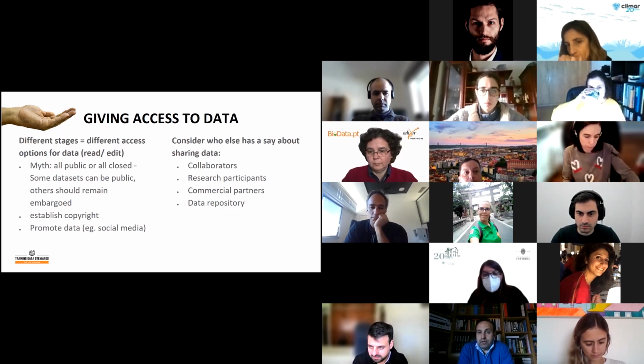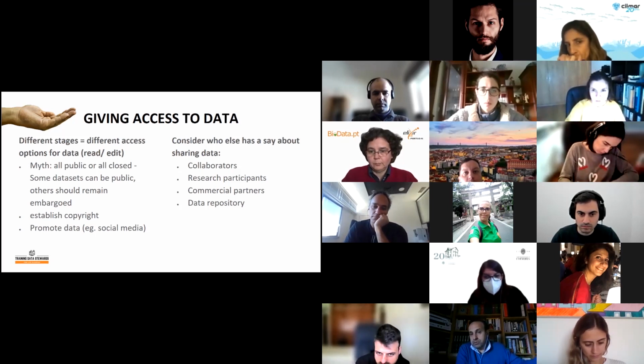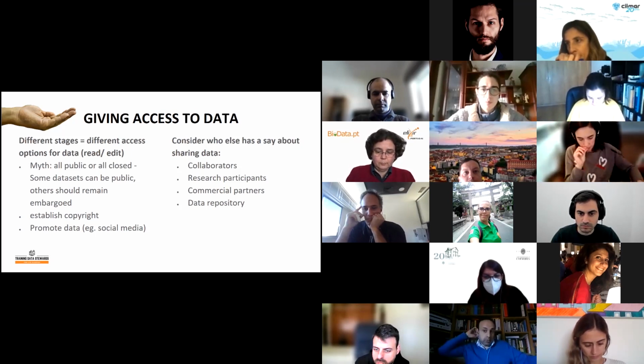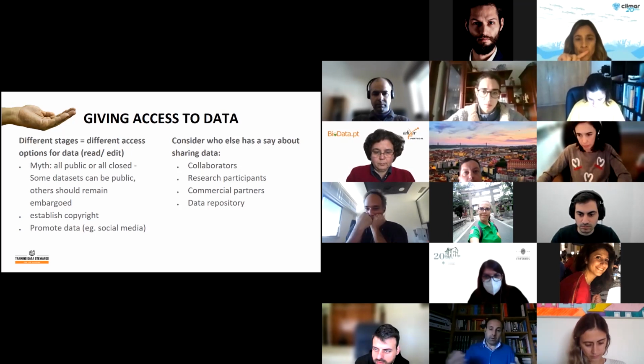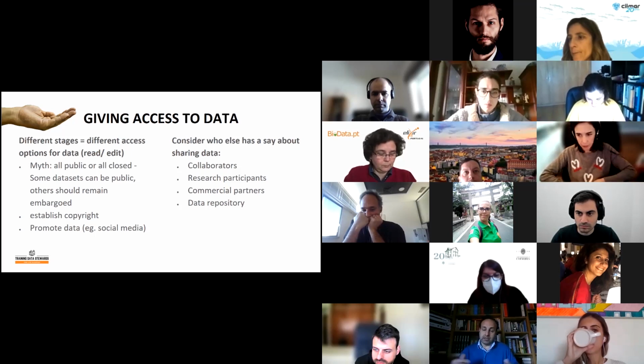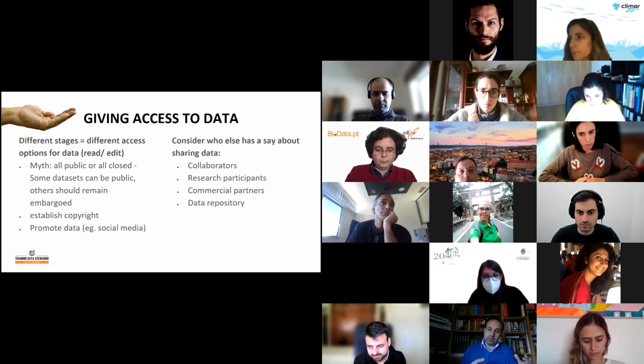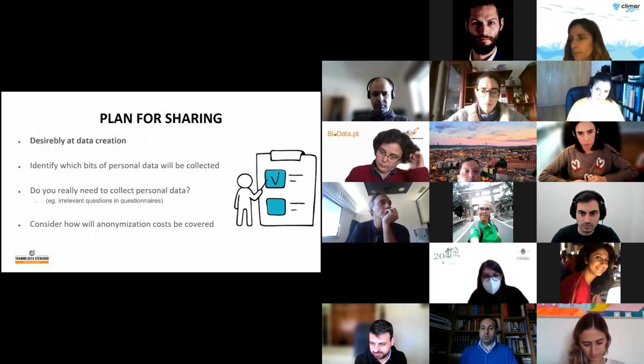And giving access to data is not only publishing data in repositories, it is also sharing the data with collaborators, depending on the tools that we have available, with different research participants, and sometimes with commercial partners, because we may have requests from commercial entities asking for studies, and we are producing the data needed for them. We can work with them and share the data with commercial partners, and of course also use a data repository. That is what I'm going to highlight.